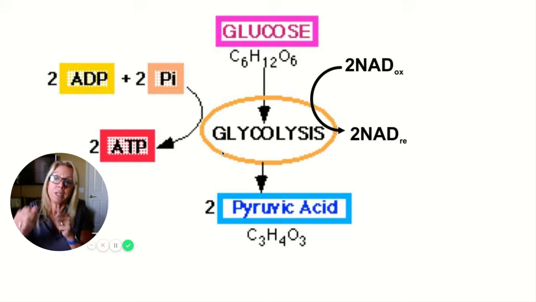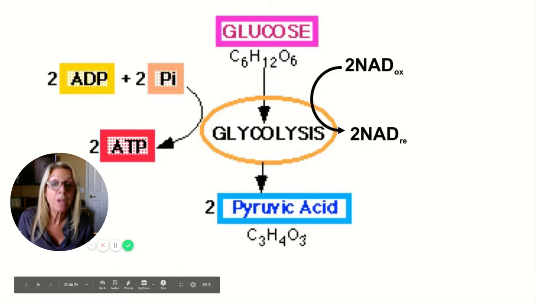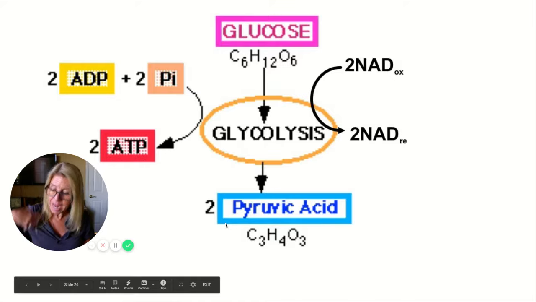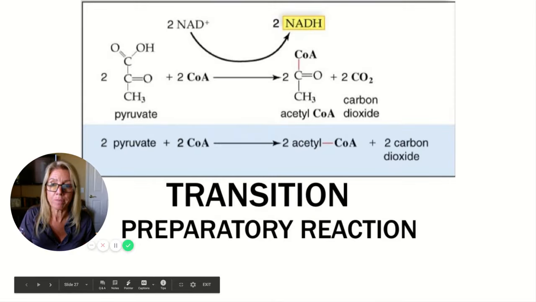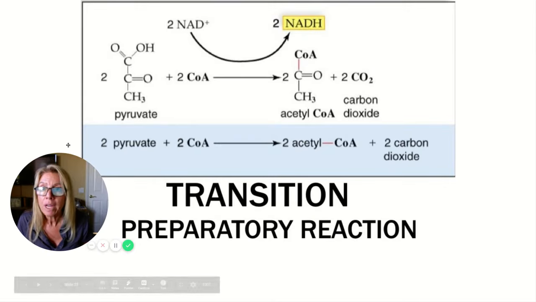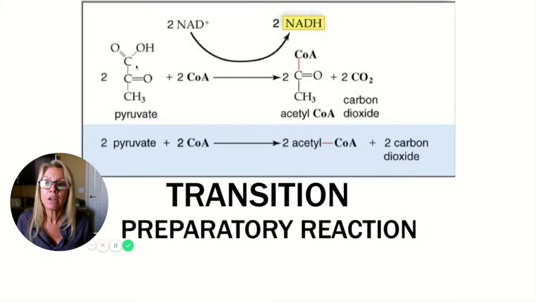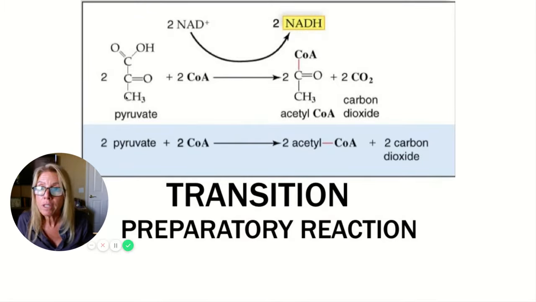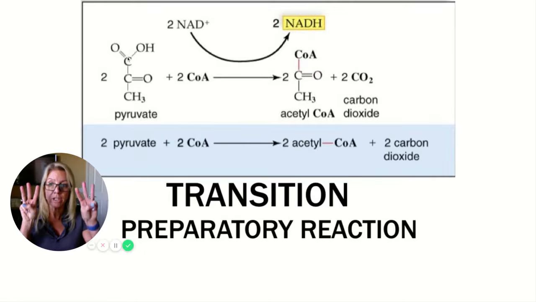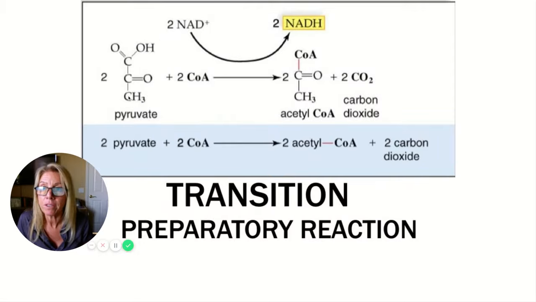Remember, you spend 2 ATP to get the party started. 4 ATP come as a result. So you generate 2 ATP. So now we have the 2 pyruvic acid. Now we're going to go into the next step, the preparatory or transition reaction. All right, I'm showing you, it says there's 2 of them, okay? But here is a pyruvic acid, the end product of glycolysis. Notice it has 3 carbons here, just like I told you, there's three carbons, okay?